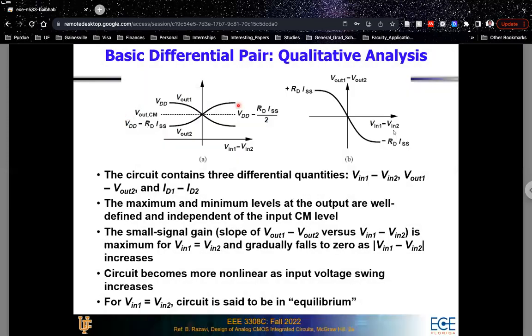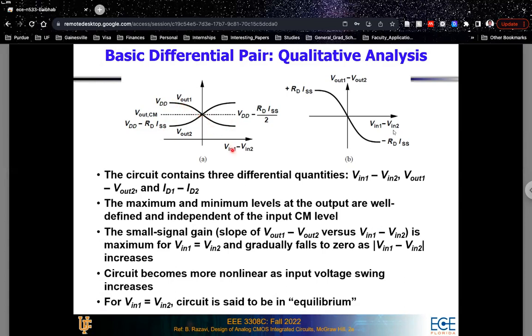That's what you see in the next slide, that Vout1, which is this curve, will be equal to VDD minus ISS times RD over 2. Or rather, the over 2 component will not be there. So it will be VDD minus ISS times RD. So that's what you see on this side. That's the value of your Vout1 when your Vin1 minus Vin2 is a large positive quantity. Similarly, when Vin1 minus Vin2 is a large negative quantity, then the value of Vout2 will be VDD minus RD times ISS. On the other hand, Vout1 will be equal to VDD. So that's just a graphical representation of what we had discussed in the previous slide.